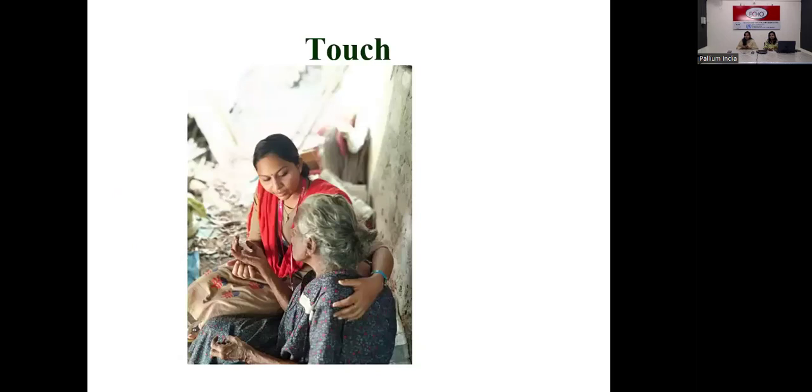Touch. After COVID, it has been seen that this therapeutic effect of touch has come down drastically. We never knew how therapeutic it is to have a warm touch.